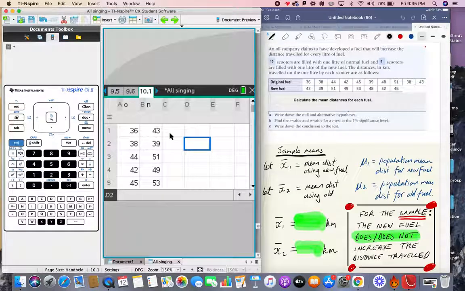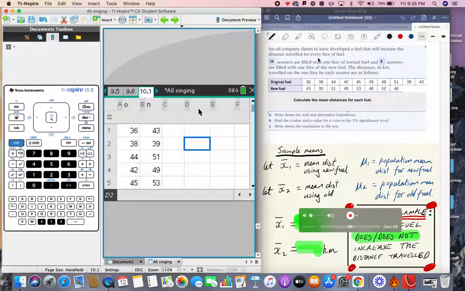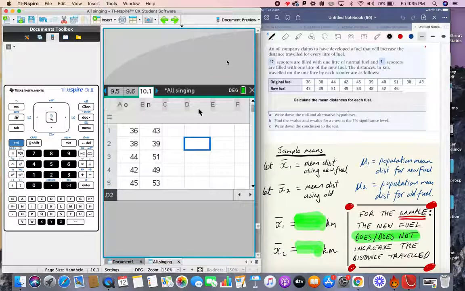Alright, so let's have a look at this question here. This is going to be a hypothesis test, and let's just have a little look at what it's asking us. An oil company thinks they've developed some fuel that's going to increase the distance travelled for every litre of fuel, so it's more efficient, right? And so maybe they can get a higher price and charge a little bit more, make more profit. And so they do a test.